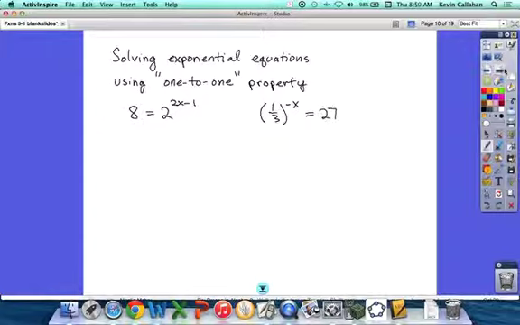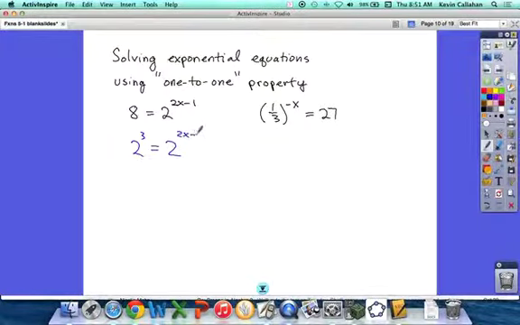And we're going to use a property here, which is also called 1-to-1, right? That's what we call the function when it has an inverse. But we're going to use the 1-to-1 property, which is, if you look at this example here, the first one on the left, right? Can you express 8 as a power of 2? What 2 to what power would equal 8? 3. 2 times 2 times 2 is 8, right?